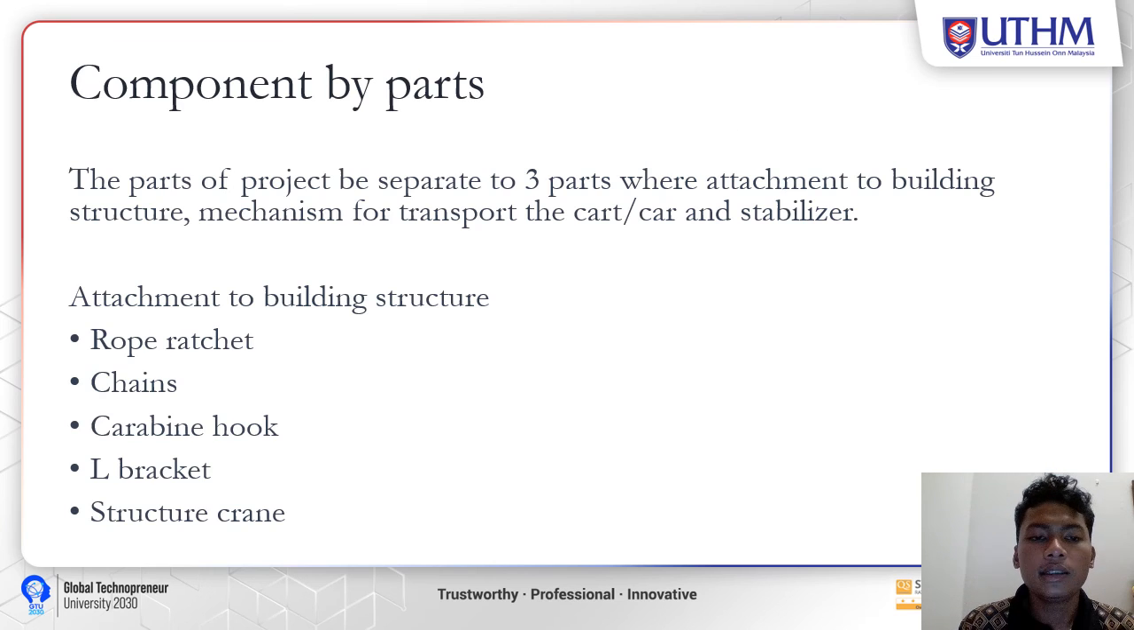Next. Lastly is about components by part. The project is separated into three parts: attachment to the building structure, mechanism for transporting the cart, and stabilizer. For the attachment to the building structure, there are rope ratchet, chain, carabiner hook, L bracket, and structure crane. These five components were chosen by their own material properties, which is having high strength and can handle the high tensile load.